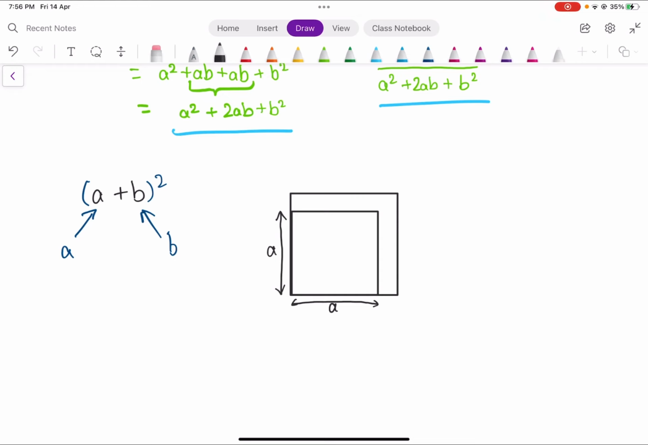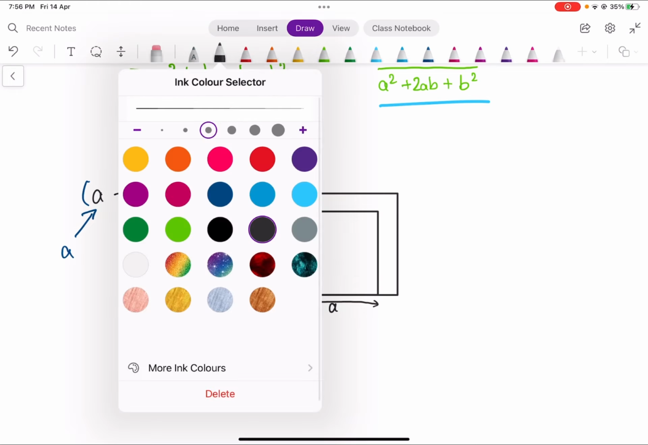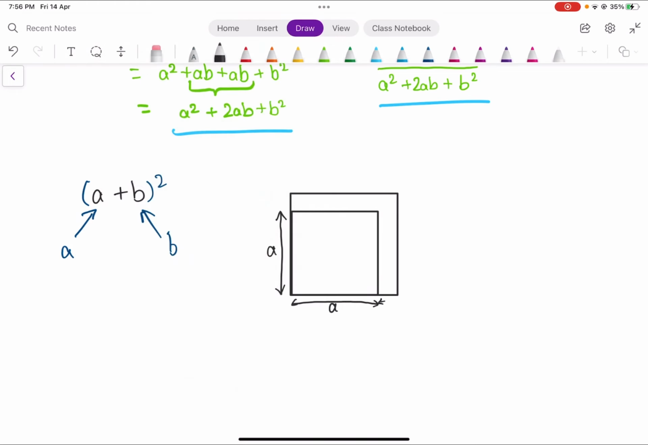So over here, this new length that I have added right here is b. You can tell that the length from here to here is a plus b because, all the way over here, it's a, and then over here, it's b. So we can call that a plus b. So over here, our length is a plus b.